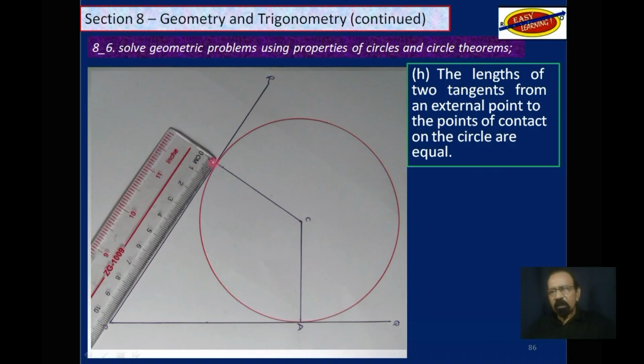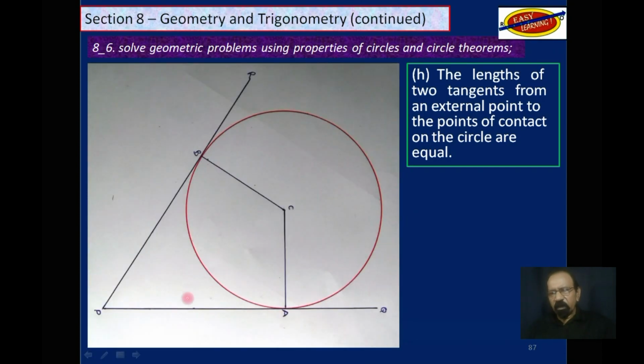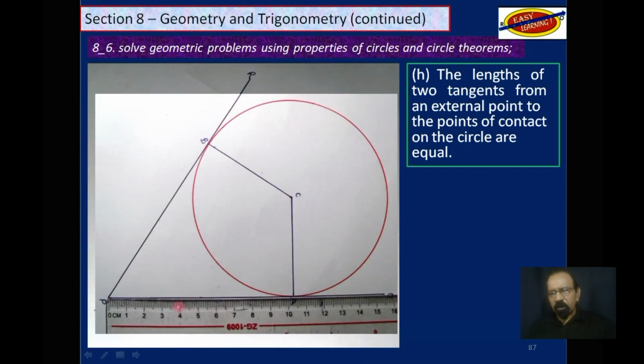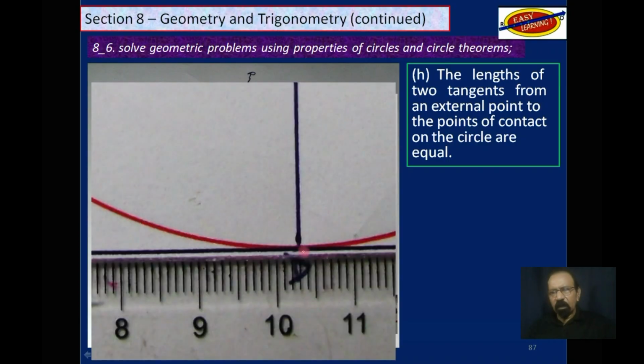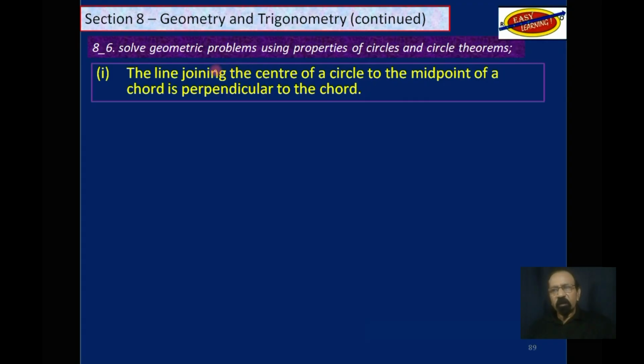Let's measure it from here to there. Let's see that a little closer. Looks like 10.3 centimeters. Let's consider the next tangent, this one here. We measure that. See it a little closer? Yes, looks like 10.3 as well. So the lengths of two tangents from an external point to the points of contact on the circle are equal. And finally, this one is simple as well.